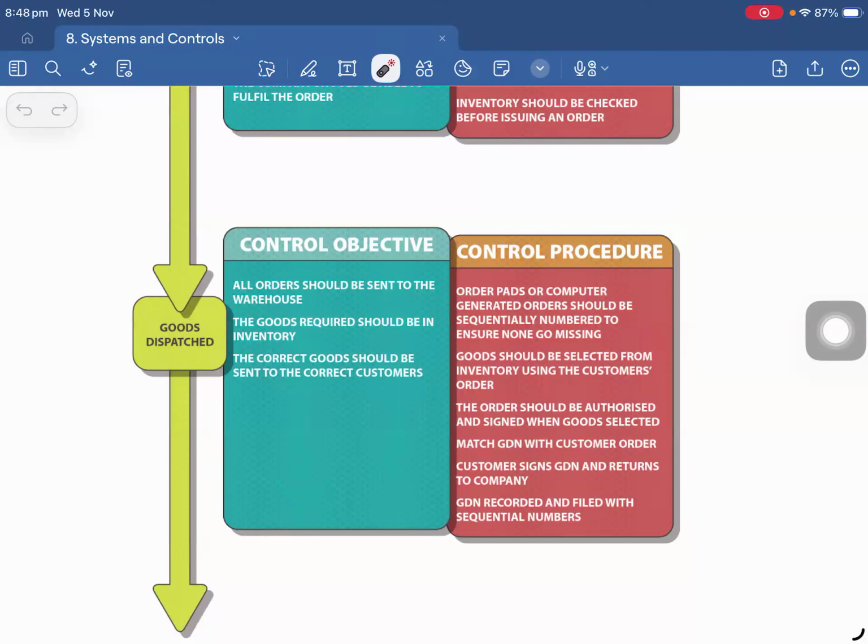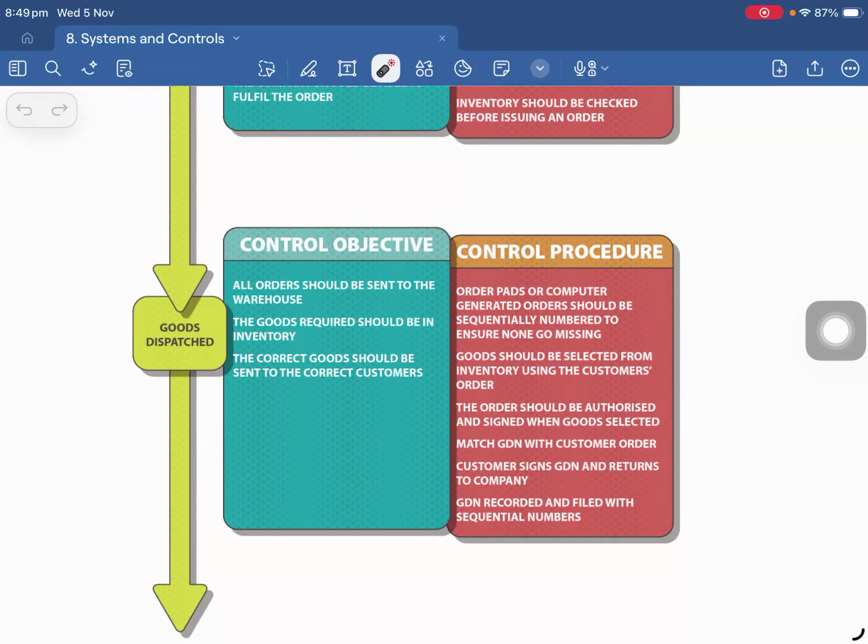Now you're going to take the customer order, and on the basis of the customer order, you're going to select goods from the warehouse. And then the order is going to be authorized and signed when the goods are selected. Then you're going to match it with the goods dispatch note, GDN, of the customer order. And then the customer is going to sign the GDN.